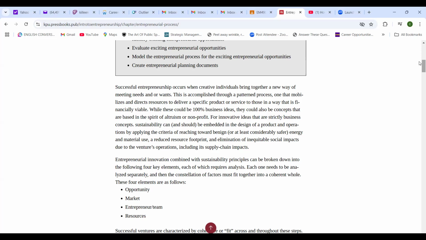or even nonprofit. You know that Taylor Swift has a song called Altruism, right?